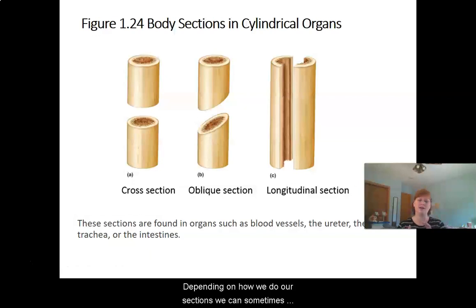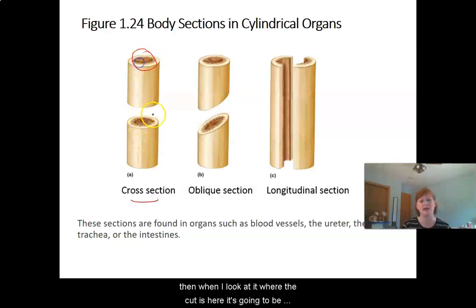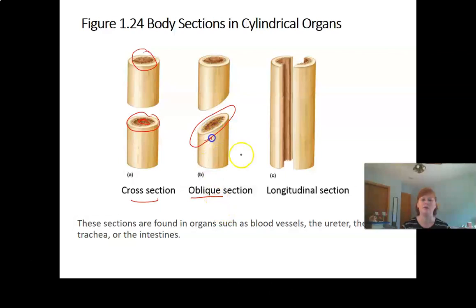Depending on how we do our sections, we can sometimes get different images and views, and we need to understand that what something looks like when I take an image of it is going to depend on how exactly I'm taking that view. For example, if I look at a bone, a long bone, maybe like the humerus in my arm, and I do just a straight cross section, then when I look at it where the cut is here, it's going to be a perfect circle with a nice hollow center. But if I take an oblique section, that means at an angle, now it's going to look like an oval. And if I do a longitudinal section, it's going to cut it right down the long way, and it's going to make it look like a piece of celery.